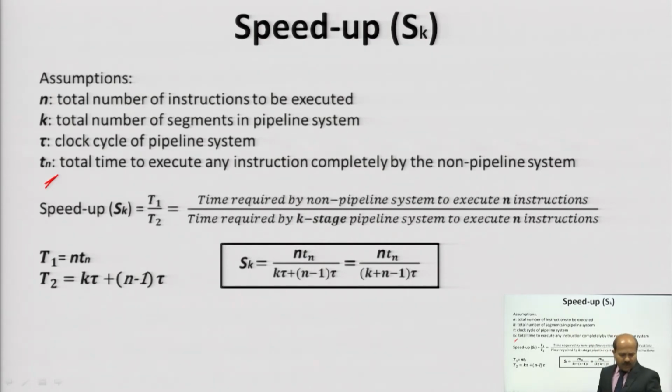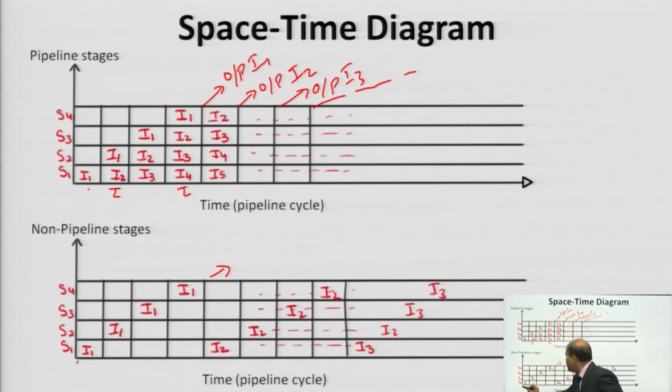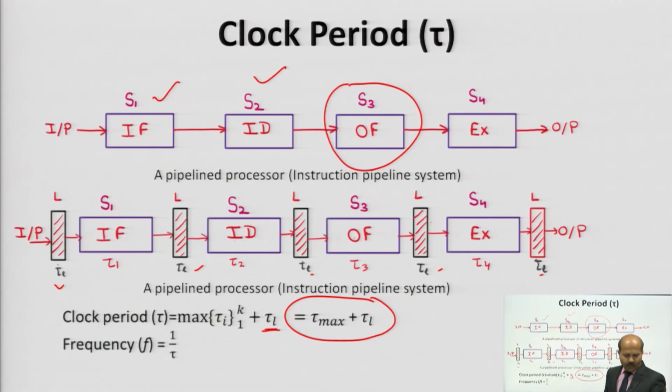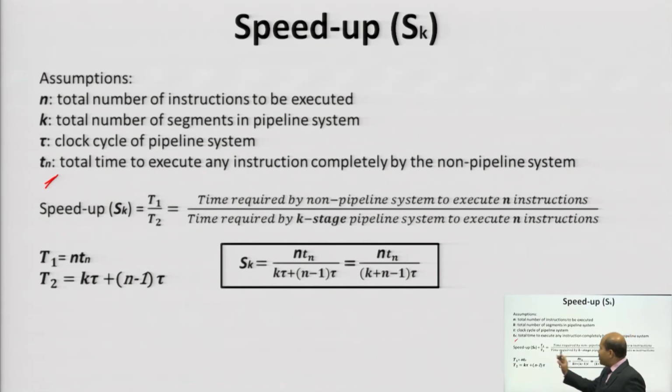Here you can see what t n is. t n is 4 clock cycles in case of non pipeline. The speed up factor can be defined by the ratio of T 1 and T 2. T 1 is the time required by the non pipeline system to execute the instructions, divided by the time required to execute them by the pipeline system, T 2. So, capital T 1 upon capital T 2.